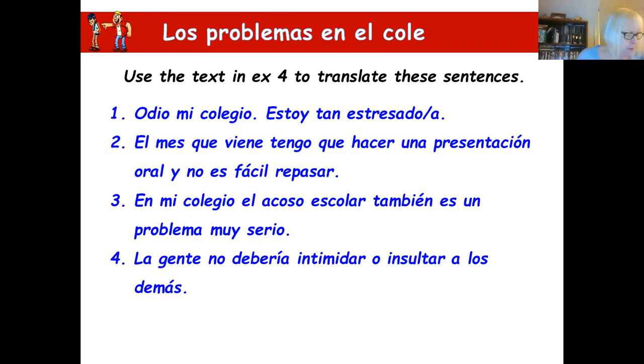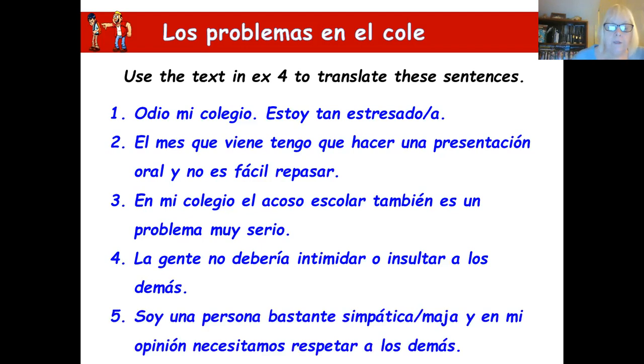Y número 5, that was, I'm quite a nice person, and in my opinion, we need to respect other people. Soy una persona bastante simpática. Y en mi opinión, necesitamos respetar a los demás. Maja is another way of saying quite nice. Now, notice that una persona is feminine, regardless of who you are. So if you're a man, you are una persona, because person is a feminine noun, regardless of who it's applying to.